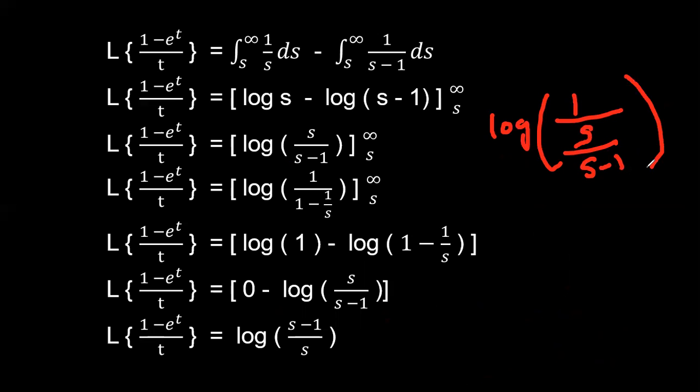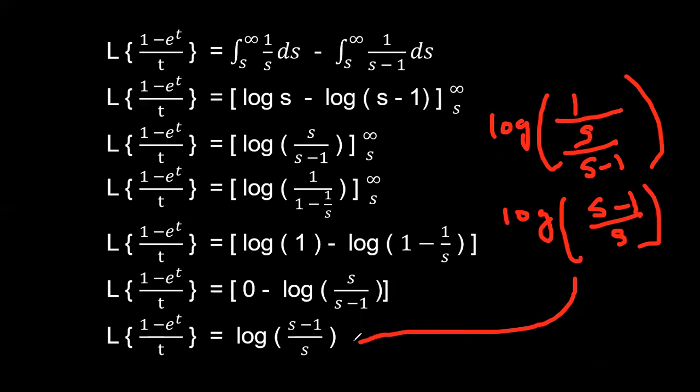So it can be converted like this. If you take the LCM of this, finally after simplification, what will you get? s minus 1 by s. Okay, s minus 1 by s. That is the value as represented here.